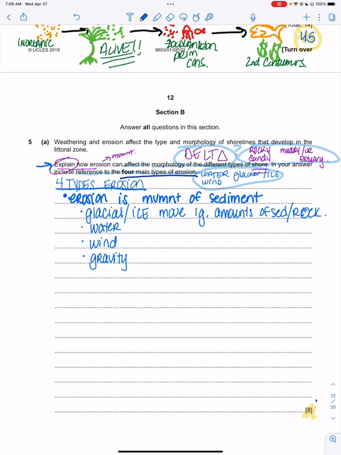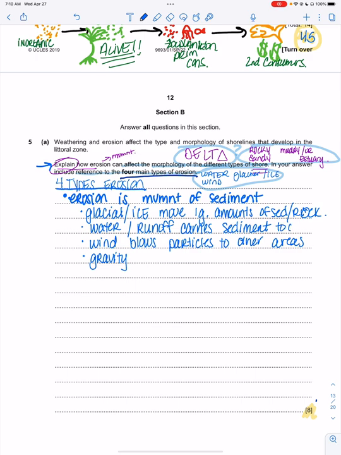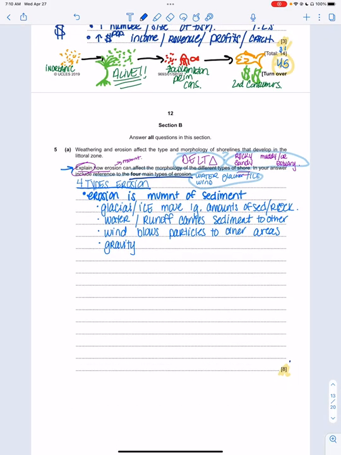Water, you can also refer to it as runoff. Carry sediment. Wind blows particles to other areas. What should I say here? To other, like what? Water bodies. So it's like your delta. Gravity.